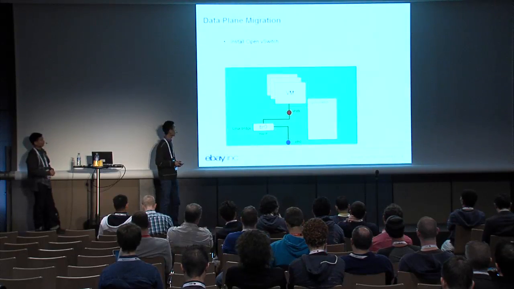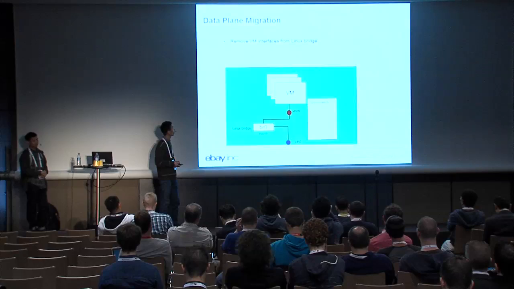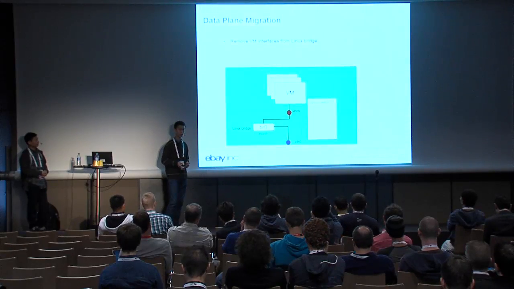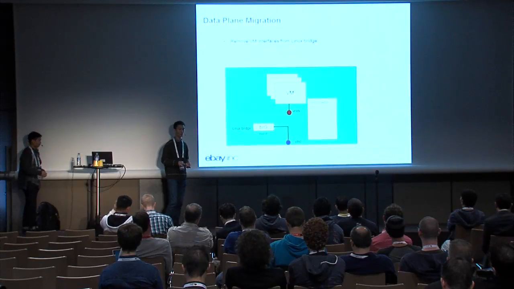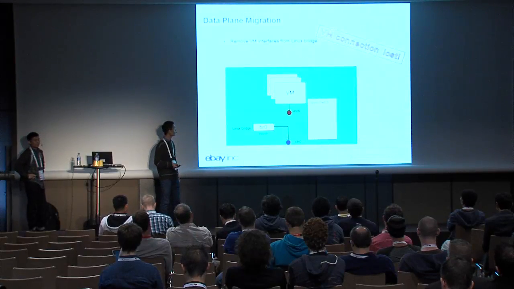So the first step, we just do the preparation. We install the OVS package. And now we can just remove the VM interface from the Linux bridge. If you ask for the command, it's just brctl, the Linux bridge command. Pretty straightforward. And now the connection for all the VMs has been lost.